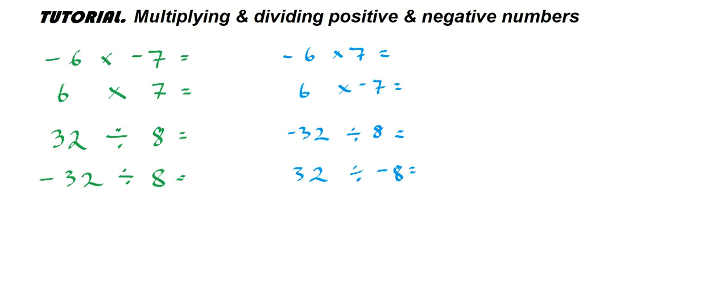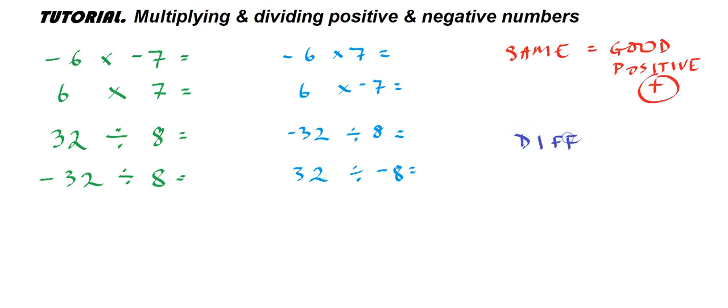We're going to be multiplying and dividing positive and negative numbers, just the easy ones that are related to our times tables. I'm going to try and give you a little rule to remember, right? So here's the rule: same equals good, which is positive, which is a plus. Different is bad, which is negative, which is minus.